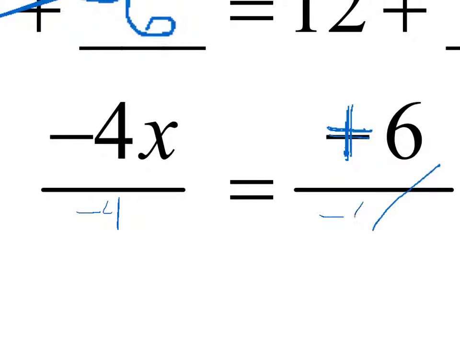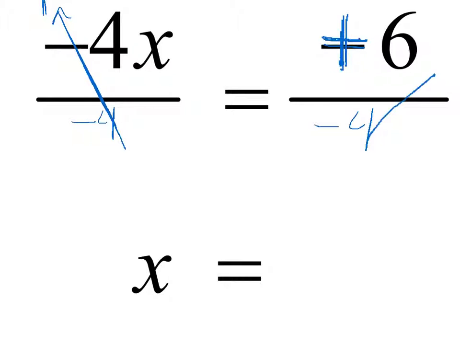Divide by negative 4, divide by negative 4. So negative 4 divided by negative 4, as I'm simplifying this side, is 1. And 1 times x is x. And here we have 6 divided by negative 4.